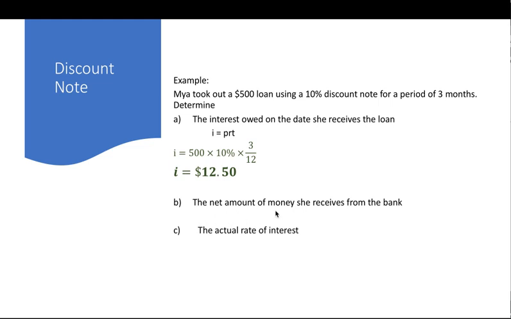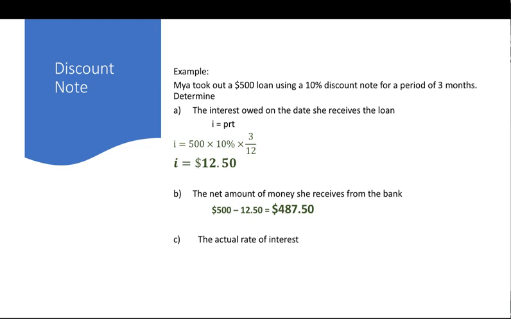Now we're going to calculate the net amount of money she receives from the bank. Now with a discount note, you pay that interest right away. So when you're standing there receiving your money for your loan, they're going to take the interest off. So $500 minus the interest is $487.50. So on the day she receives the loan, she actually is receiving $487.50.